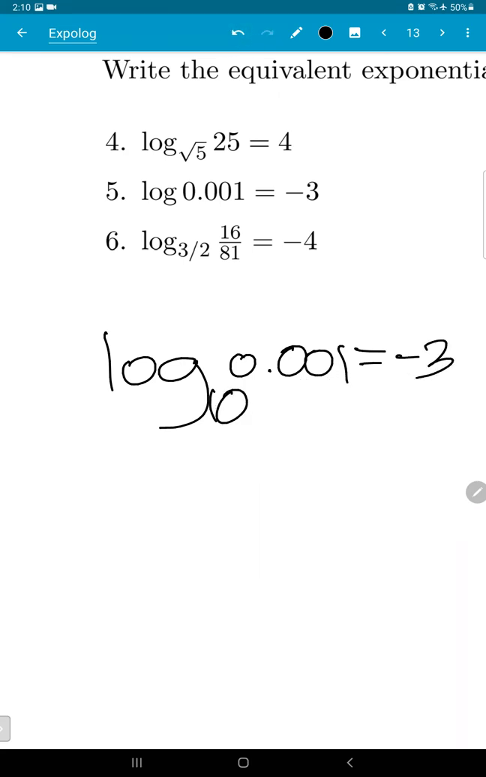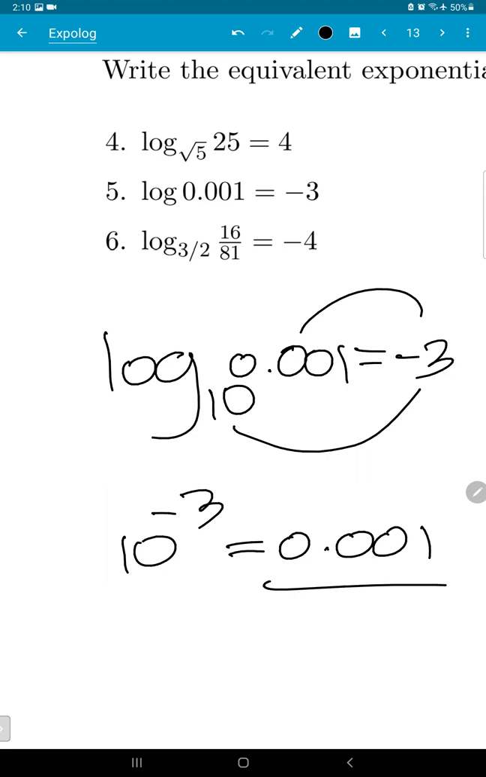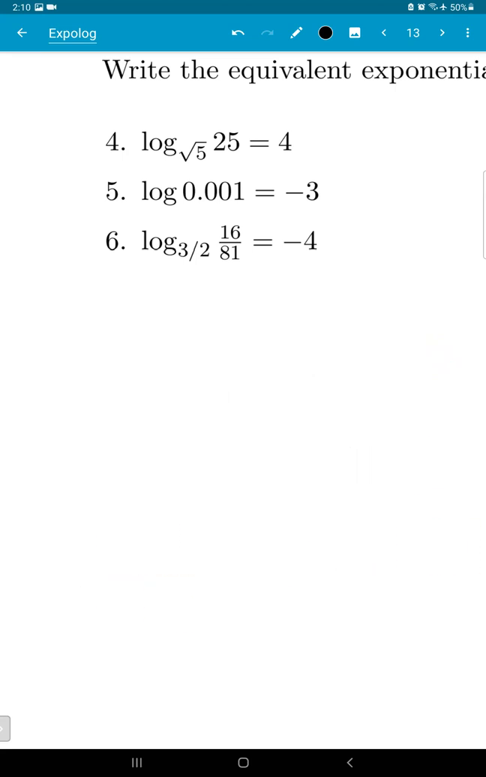Now we write that in exponential form. So you can make it this way: 10 to the -3 equals 0.001. I raised 10 to -3, 0.001. Now, rewrite number 6 in exponential form.